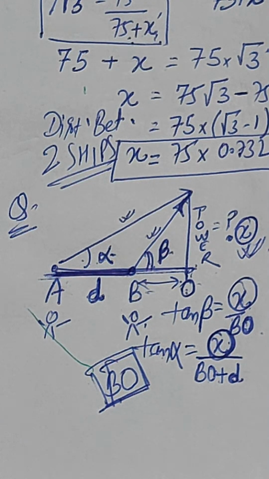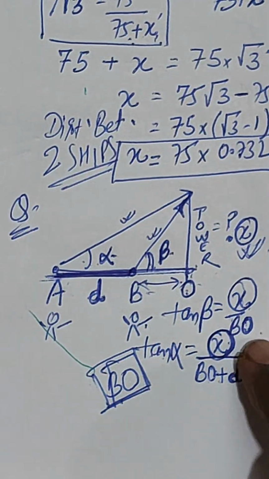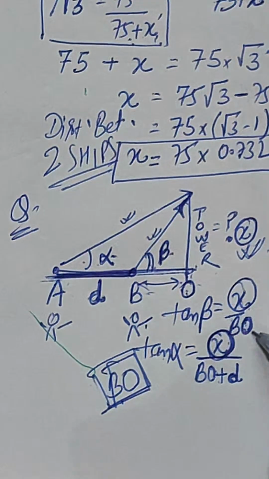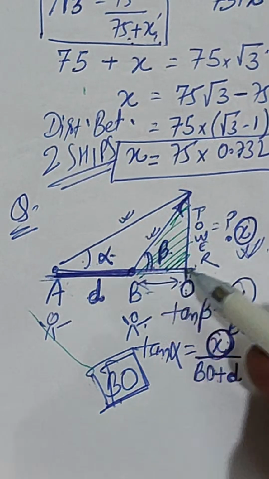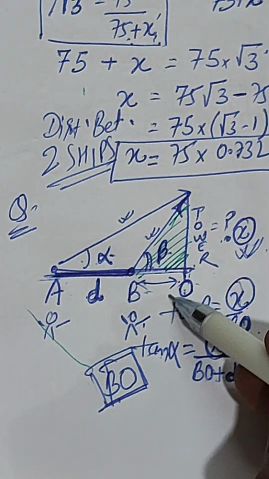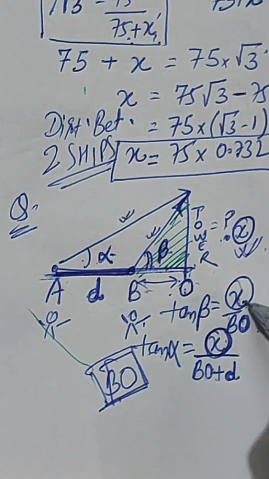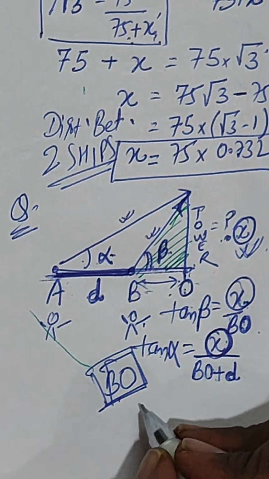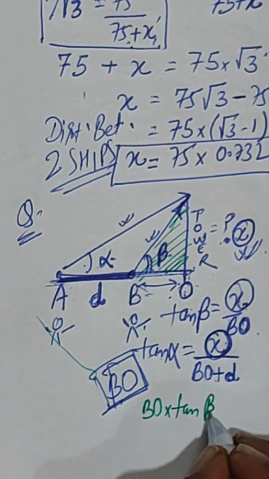You want the explanation again, OP? Okay. What I'm saying is, if you take tan beta, it is x by BO, right? Tan beta is x by BO. You can see I've taken this triangle. In this triangle, tan beta is x by BO, right? Now from here, the value of x is BO times tan beta. You can write BO times tan beta, right?